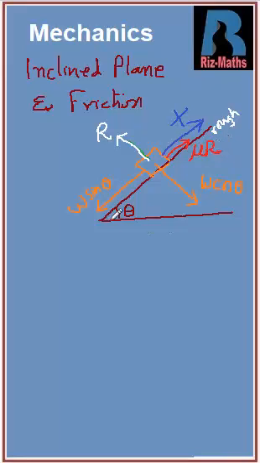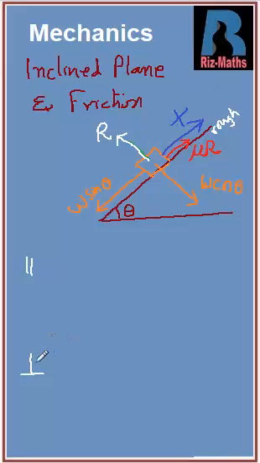So in this case the object is in equilibrium because it is not moving. It is in limiting equilibrium. So we can say that the force acting down the plane is balancing the forces acting up the plane, and forces out of the plane are equal to the forces acting into the plane. So we can make two equations. One equation will be parallel to the surface and one equation will be perpendicular to the surface.